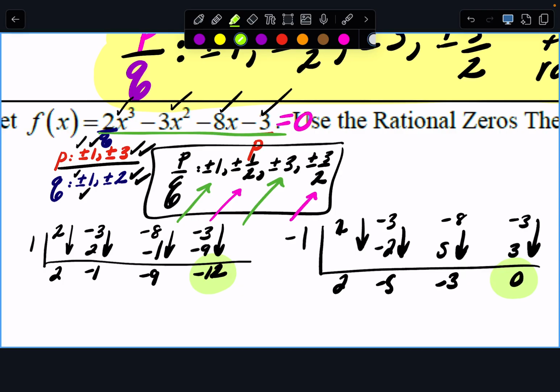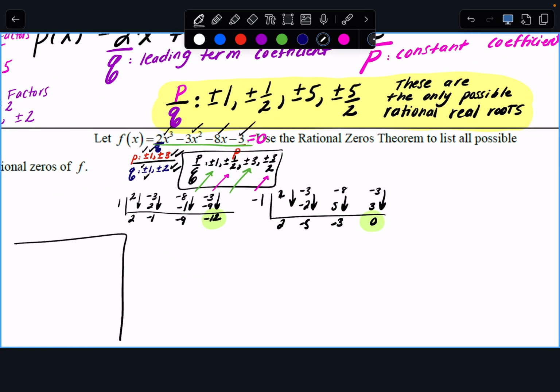Did negative 1 end up actually working? Yeah, it has a remainder of 0. So let's make a bucket of solutions that actually ended up working: x equals negative 1. Now here's what you've got to connect the dots on. Every time you find one that works, you need to write the new polynomial and see if you can finish by factoring. Why? Because factoring is foolproof. It's quick, it's efficient, and that's how you can finish it off.